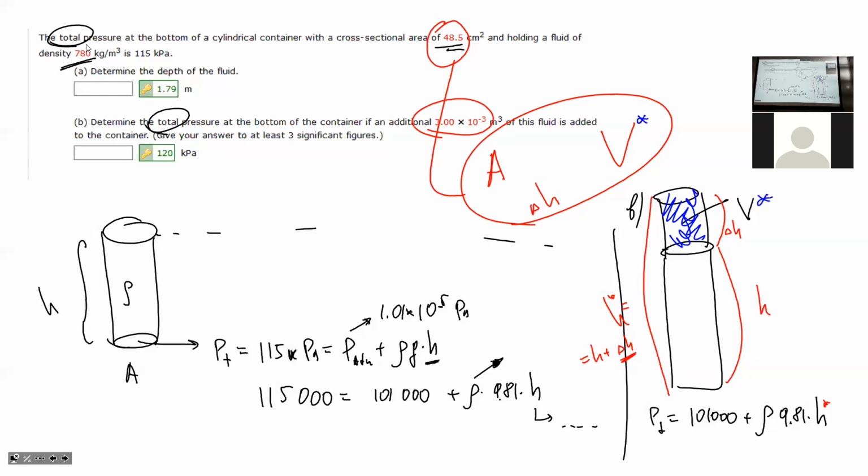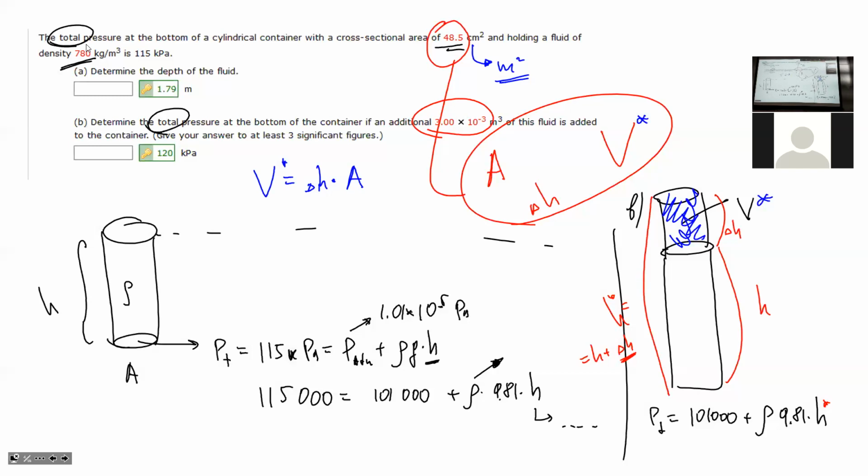So we can find the height just from the volume equation? Yes, exactly. That additional volume has to be equal to that additional height times the same area, because it's a cylinder. You just need to pay attention to units. Oh, that makes a lot more sense.